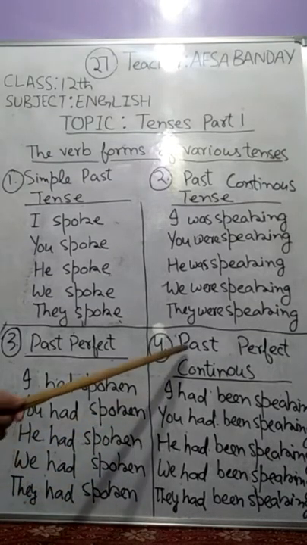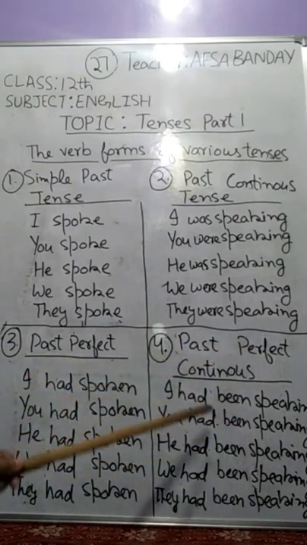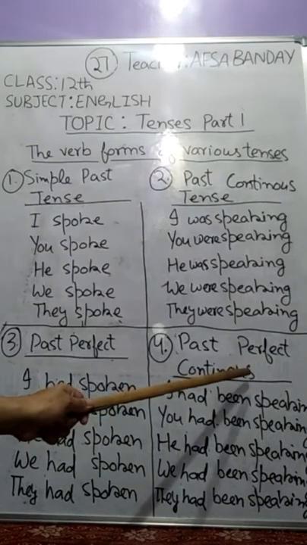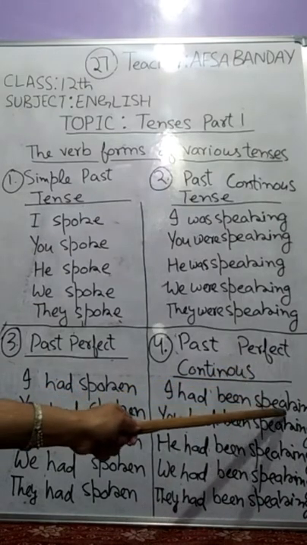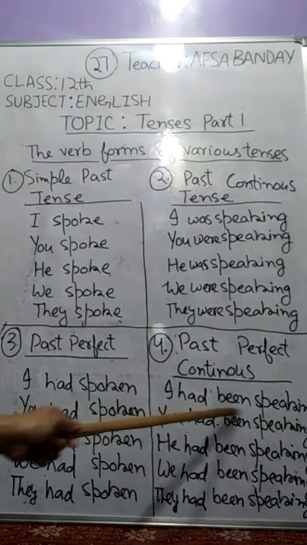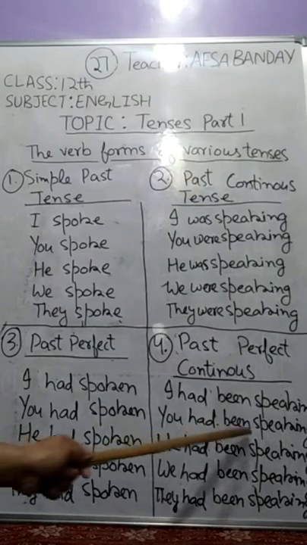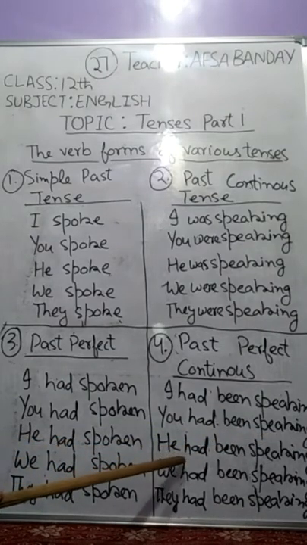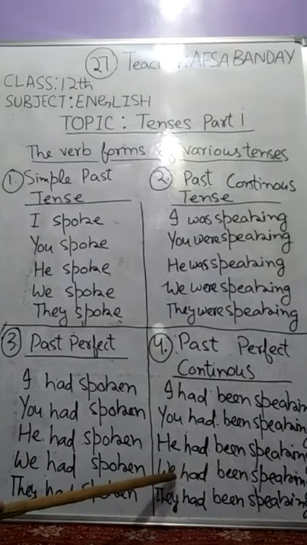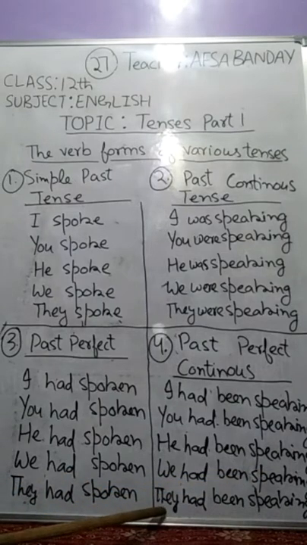With past perfect continuous, we use had been plus present participle form of the verb. That means verb in its ing form. So we say I had been speaking, you had been speaking, he, she or it had been speaking, we had been speaking, they, third person plural pronoun, we say they had been speaking.